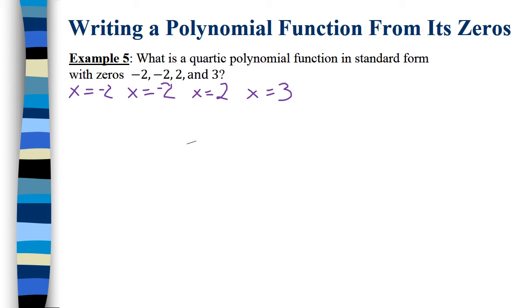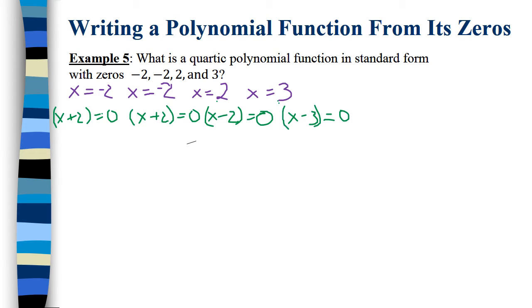And if that's true, then our factors, remember, we're going to solve for 0. So one factor would be x plus 2 equals 0. The next factor is x plus 2 equals 0. Solving this for 0, x minus 2 equals 0. And solving this one, x minus 3 equals 0. Okay, so when we look at this, we notice that we have x plus 2 listed twice.